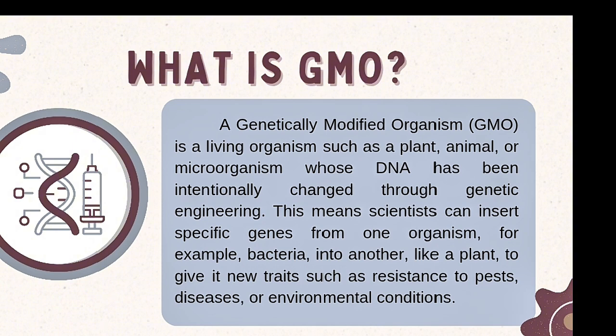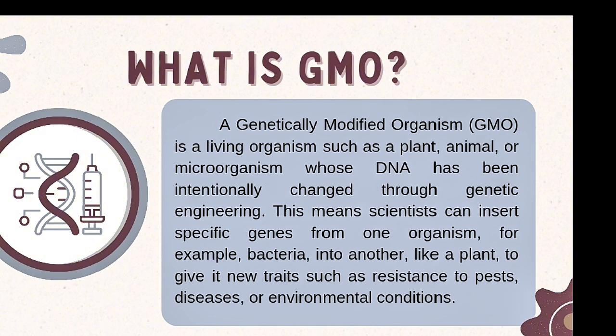What is GMO? GMO means genetically modified organism, a living organism such as a plant, animal, or microorganism whose DNA has been intentionally changed through genetic engineering. This means scientists can insert specific genes from one organism, for example bacteria, into another, like a plant, to give it new traits such as resistance to pests.